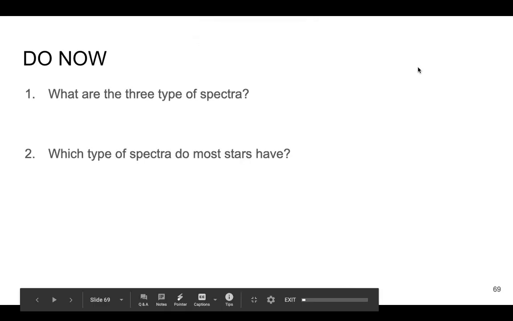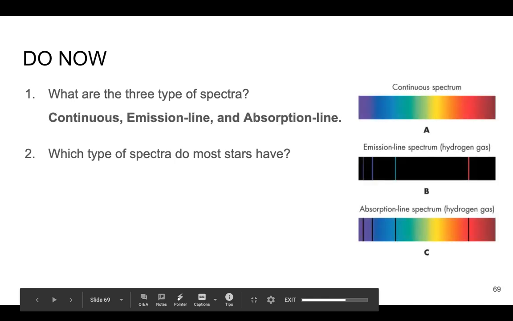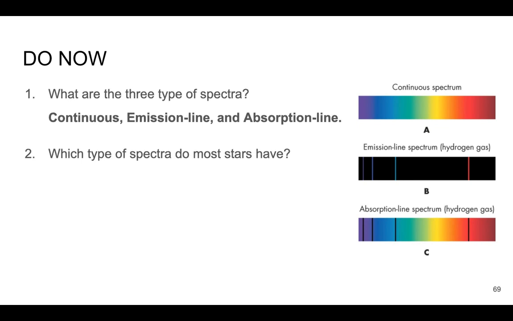All right, so think back to many chapters ago when we first started learning about spectra. What are the three types of spectra we dealt with? They are continuous spectrum, where all of the lines are there. It's just a continuous, complete rainbow. There's also emission line spectra, where most of the spectrum is missing, and you only get the lines at specific wavelengths. And then finally, there's absorption line spectra, where most of the spectrum is there, but specific wavelengths are missing.